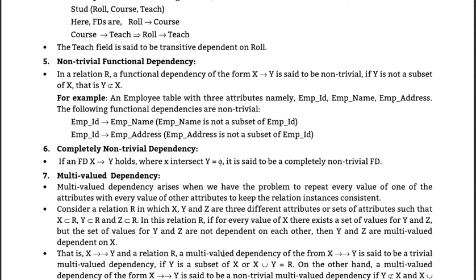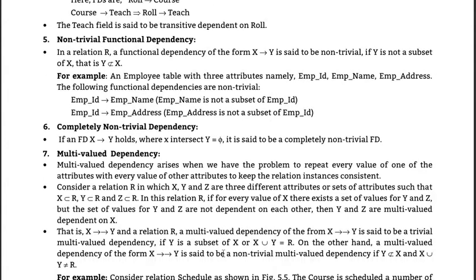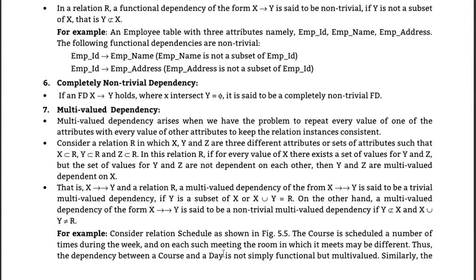Now the next type is completely non-trivial dependency. If a functional dependency X determines Y holds where X intersect Y is equal to phi, it is said to be a completely non-trivial functional dependency. And the last type of dependency is multi-valued dependency. Multi-valued dependency arises when we have a problem to repeat every value of one of the attributes with every value of another attribute to keep the relation instances consistent.